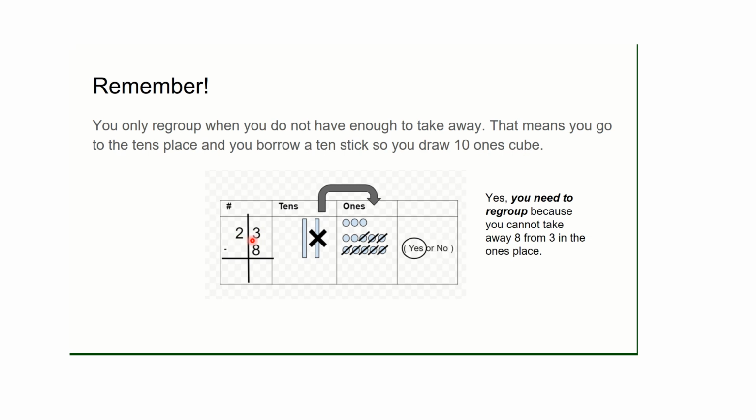Just like the problem that we saw before, 23 minus 8, we could not take away 8 from 3. So we had to borrow a ten stick. We crossed it out, we drew an arrow, and we made 10 ones cubes to make sure that we had enough to take away 8. And we circled yes to regrouping because we needed to make enough to take away 8. This is a little bit tricky, but remember, today, for the first day, you're not solving it. We don't want to find the answer. We just want to figure out if we need to regroup or not.